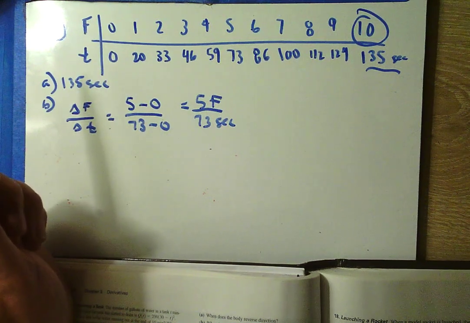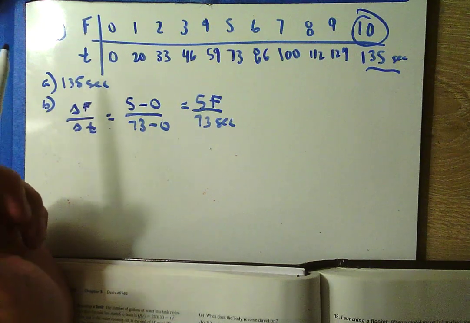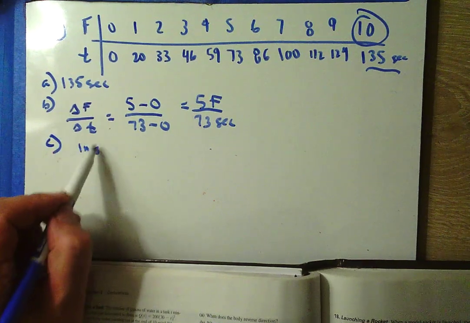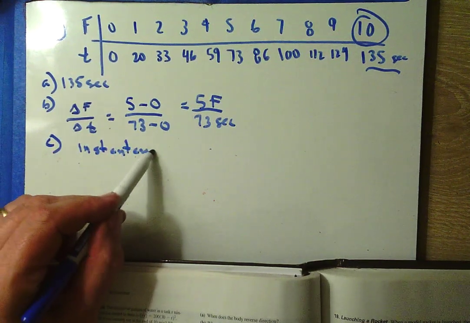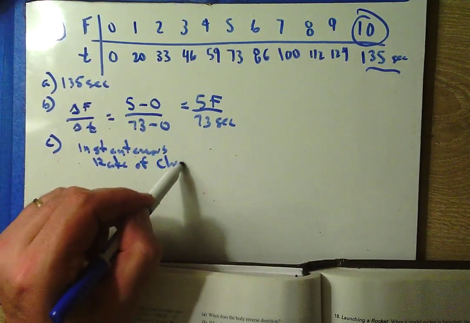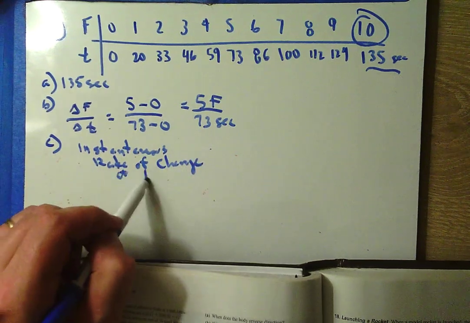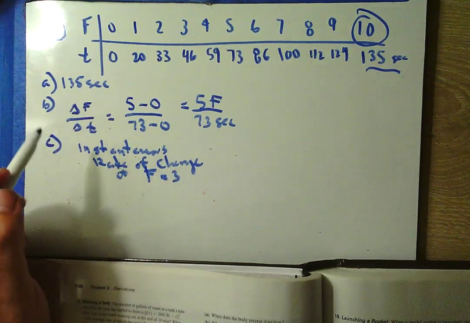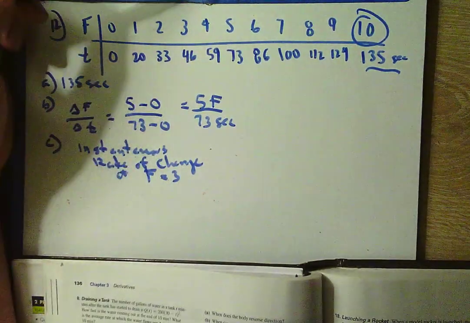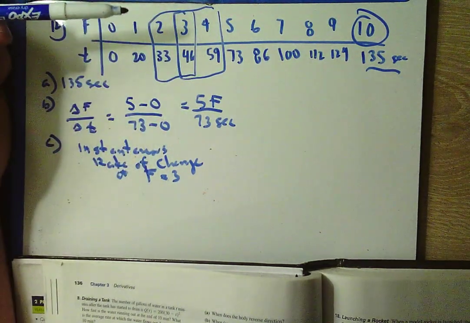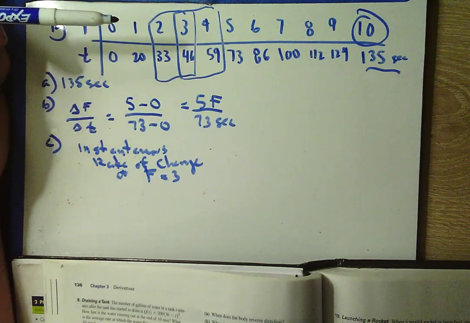C, what is the approximate speed of the horse as it passes the 3 furlong marker? So here in part C, they're asking me for the instantaneous rate of change at furlong equals 3. So I'm going to do that thing that I did a few minutes ago where I find the average rate of change here and the average rate of change here, and I average those two average rates of change. Okay?